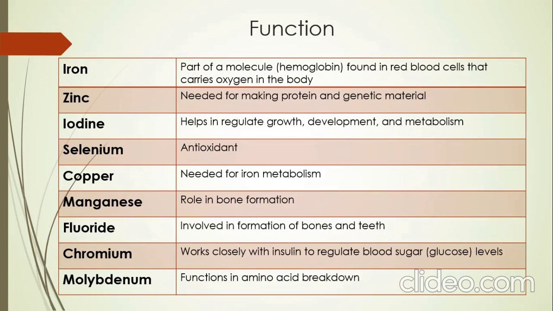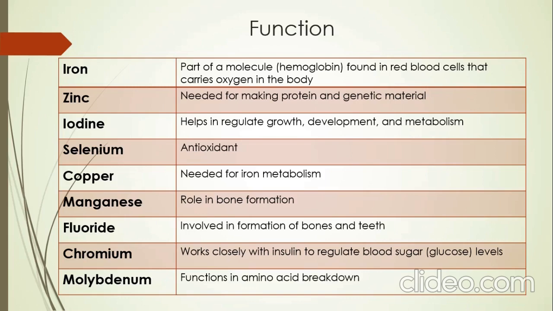First, iron. Iron is a part of a molecule found in red blood cells that carries oxygen in the body. It is also needed for energy metabolism. Next, zinc. Zinc is needed for making protein and genetic materials. Next, iodine. Iodine helps regulate growth, development, and also metabolism. Examples of iodine sources are seafood and dairy products. Next, selenium. Selenium is an antioxidant for the body. Next, copper. Copper is needed for iron metabolism. Examples of copper sources are nuts and seeds and also whole grains.